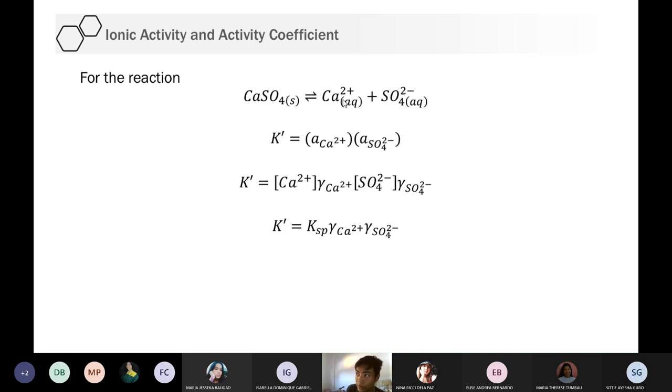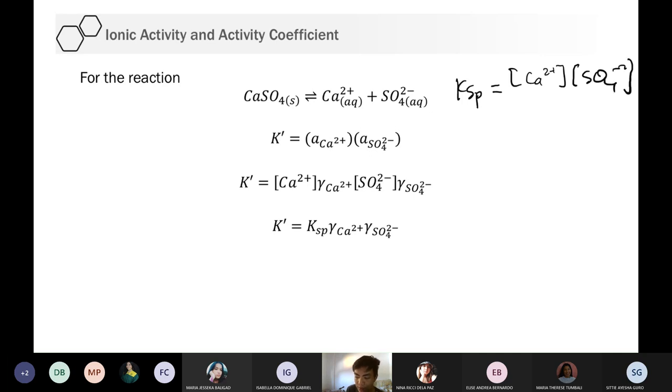So that's the activity of calcium, that's the activity of sulfate. Expanding activities, that is equal to molarity times gamma, the activity coefficient, times the molarity times the activity coefficient of sulfate ions. And remember that Ksp is equal to the concentration of calcium 2 plus times the sulfate ions.